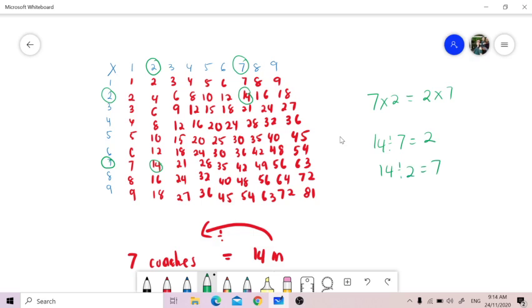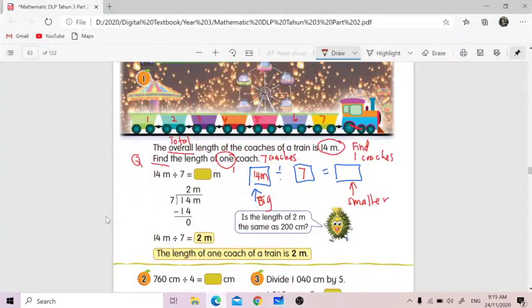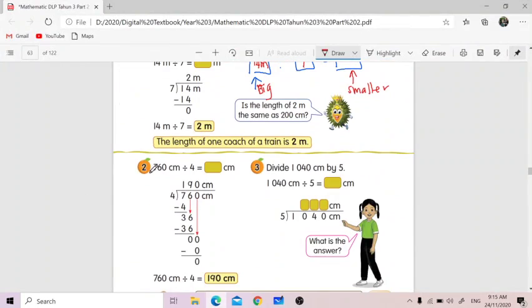So what I meant to say is, whatever two numbers you find here, if they are related, you go on top or on the side, and you will get the same answer. If you use 7 on top, the answer is 2. If you use 7 on the side, the answer is also 2 on top. I hope you're clear about this, students, how to use your times table. Next, we're going to see 760 divided by 4.